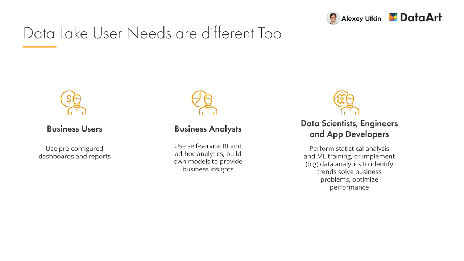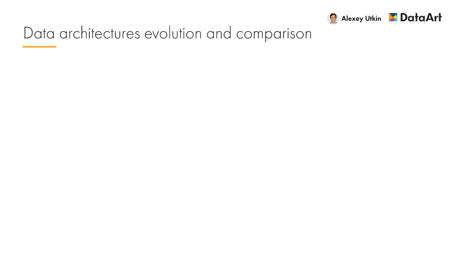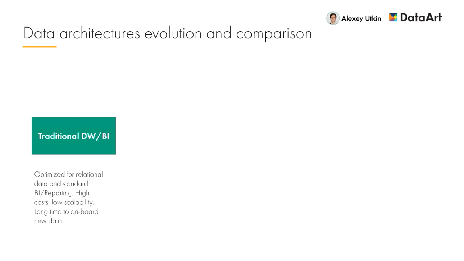The last thing I want to offer you today from my side is the view of the evolution of different architecture patterns in the data space. We start with the traditional data warehouse and BI. We covered that once again, key points: optimized for relational data and standard BI and reporting, but has a high cost and low scalability and a long time to onboard new data and implement new scenarios.